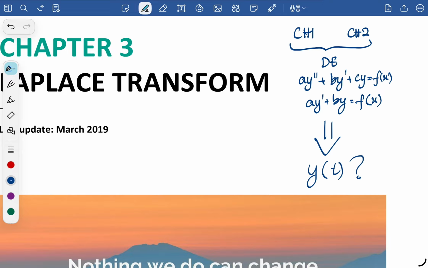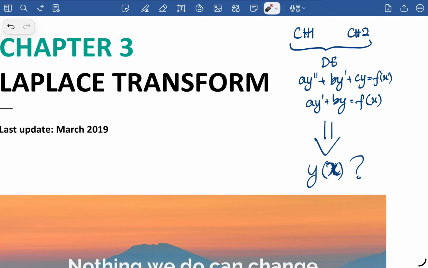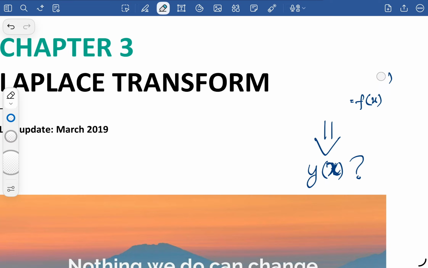y(x) or y(t), depends. What is the y? So basically the whole objective in our course in DE is, when you are given this, how to get this. That is the general objective for this course. In chapter 1, you have first order and you want to find the y. In chapter 2, you are given second order, then you want to find the y, or the third order or the fourth order. Now in chapter 3, our objective is still the same.